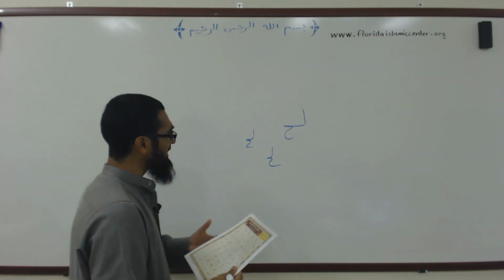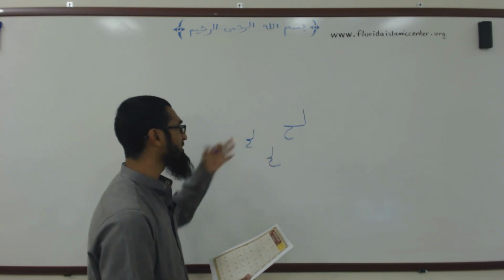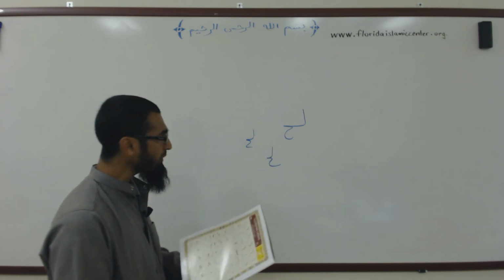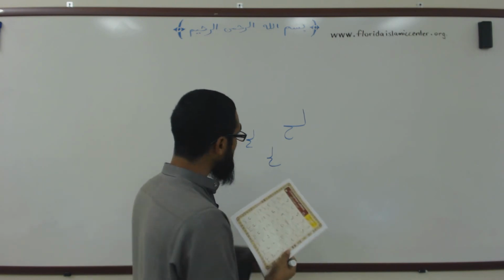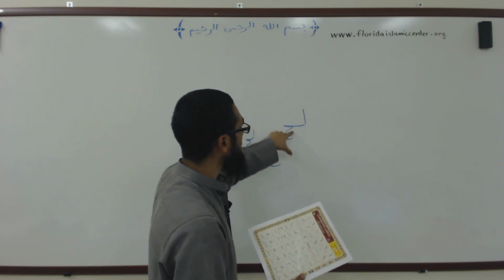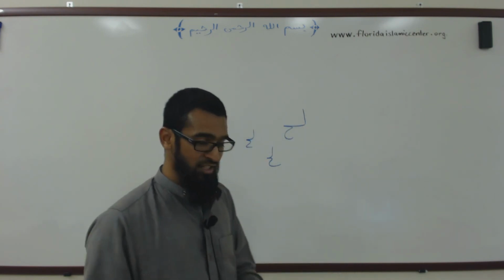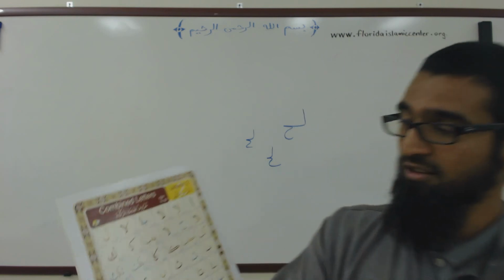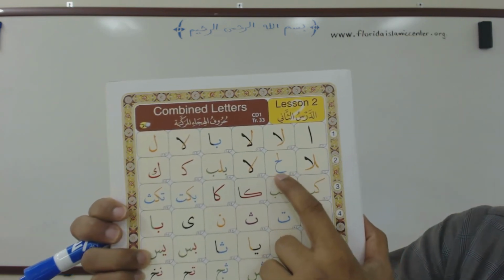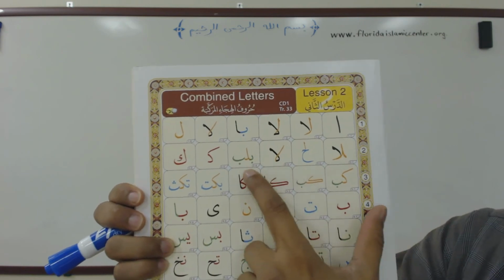Well, this is not a word. It's just 2 letters they join. But if there was a pronunciation, like vowels on it, you'd pronounce it. If this was fatha and this was kasra, lahi, laha. But here they just want you to identify the letters. So here we have lam ha. Next, lam alif again. Yep.